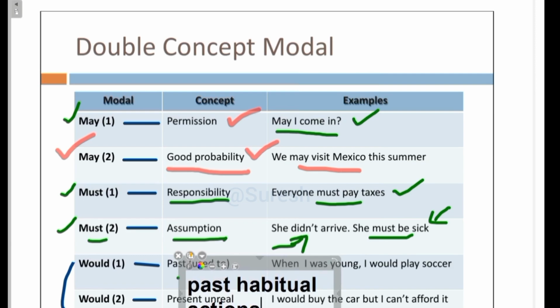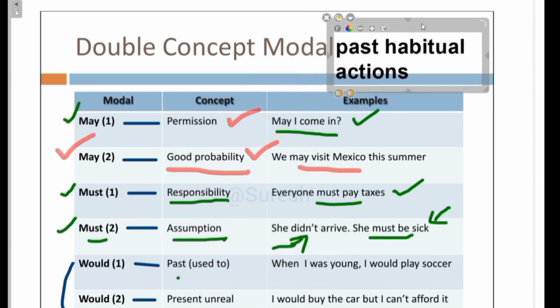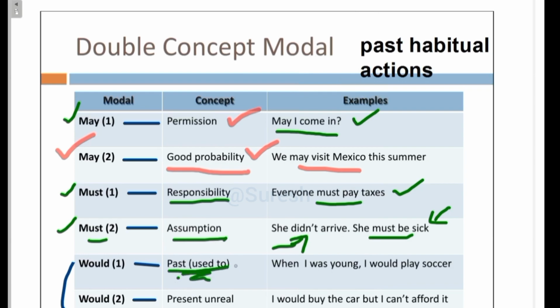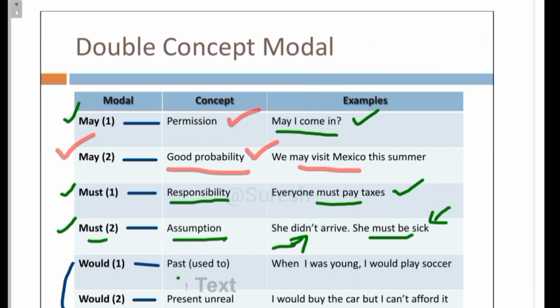And past habitual actions. This would is used to. Now coming to the next one. Used to is there. So why is used to used in a sentence? To tell about past habitual actions. Many of you know this very well, because to tell about past habitual actions, either we use used to or we use would. So would is also there.